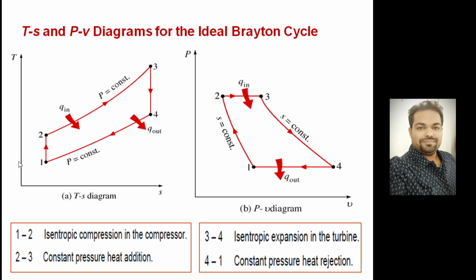So this can easily be drawn on a TS and PV diagram. Look at the PV diagram. Process 1 to 2 is isentropic compression, followed by constant pressure heat addition, isentropic expansion, then constant pressure heat rejection. So this is known as the Brayton cycle. The same thing you can draw on a temperature versus entropy diagram. Process 1 to 2 is an isentropic compression process. Process 2 to 3 is heat addition at constant pressure, followed by isentropic expansion in the turbine and heat rejection at constant pressure. So these are the four basic processes involved in the Brayton cycle.